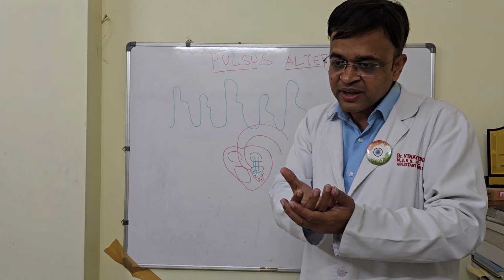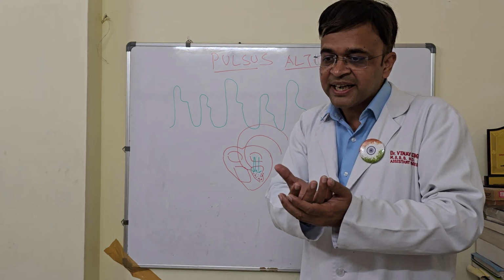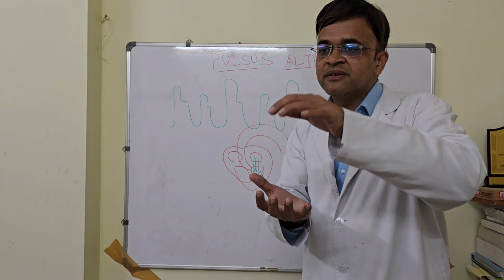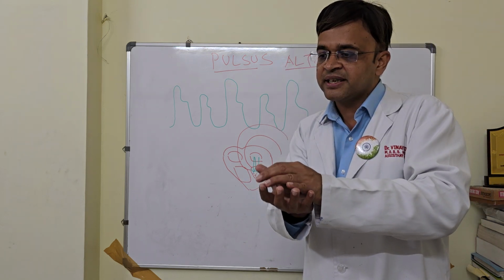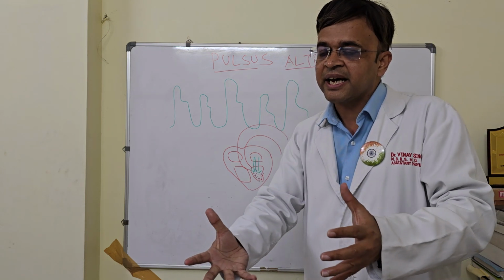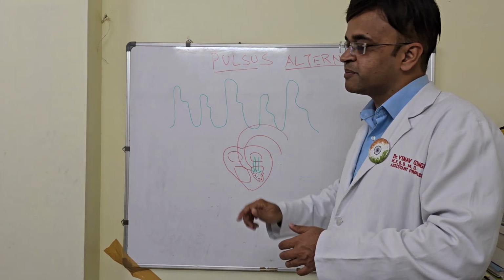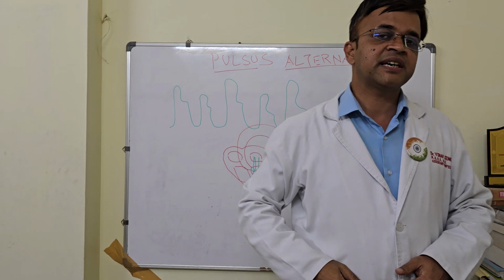the ventricle will not get emptied completely. You will have some blood remaining, and some blood will come from the atria. Again proper filling, and again forceful contraction. Alternate strong and weak pulse in pulsus alternans.